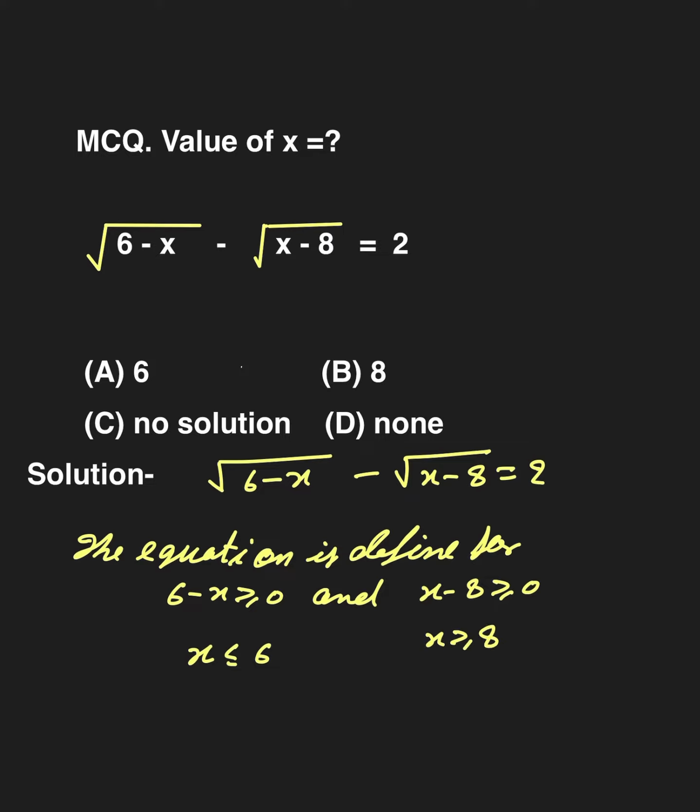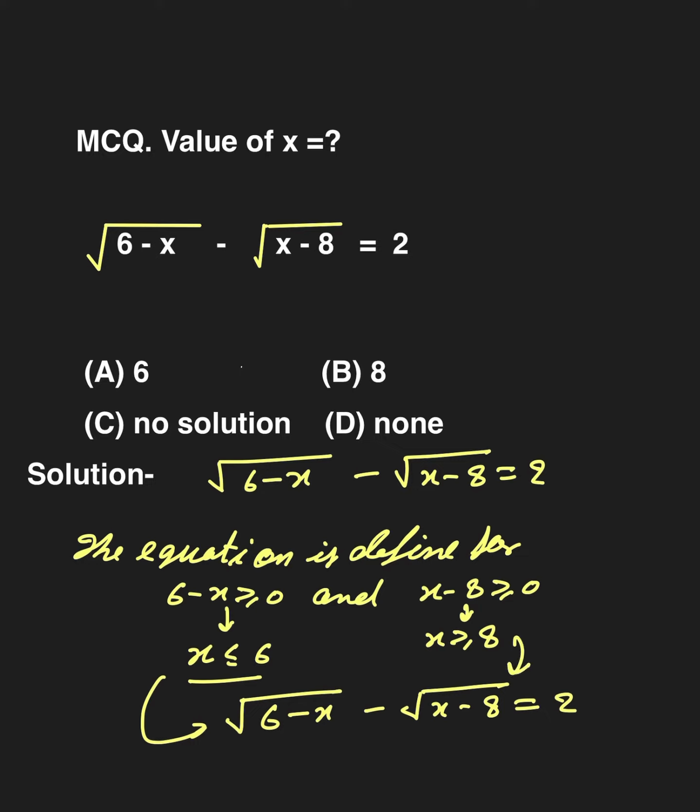Okay, it is clear that x is less than 6 from this, and from this x is greater than 8. And that value is square root of (6 minus x) minus square root of (x minus 8), this will equal to 2. It is corresponding to that one and corresponding to that one.